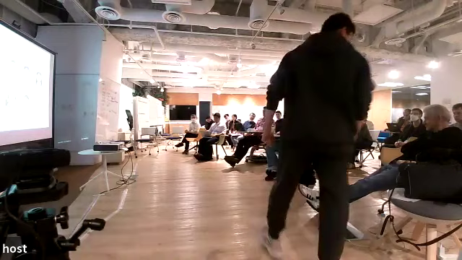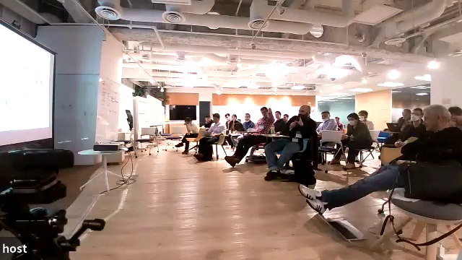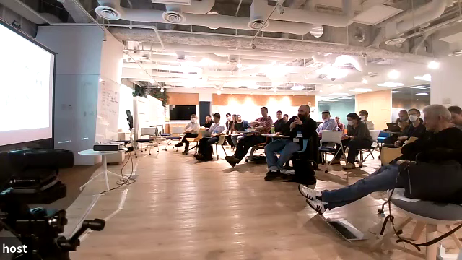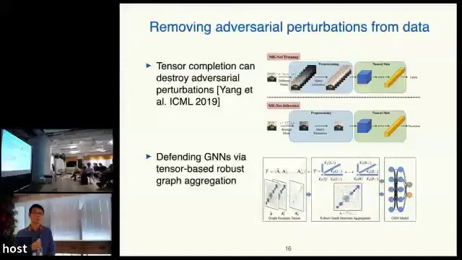Thank you for your presentation. One question: when you were showing the use of tensors for a robust model for GNN, for graph neural networks, in the graph that you are using, do you have features on the edges or on the vertices, and how is the tensor constructed from the graph? Oh, okay, maybe you mean this slide. Actually, in this slide we use tensors, and the goal is to remove perturbation. We didn't change the graph neural network structure.